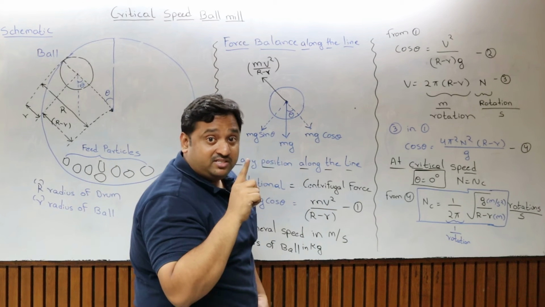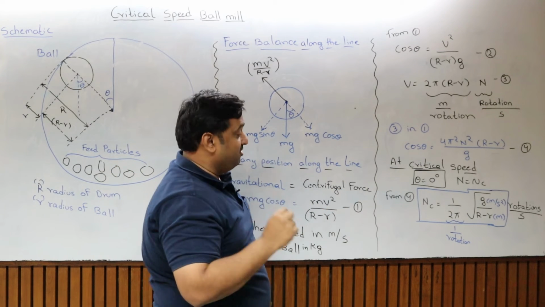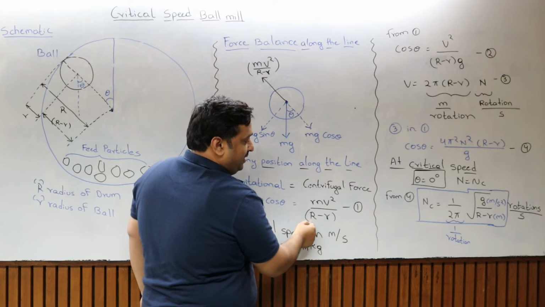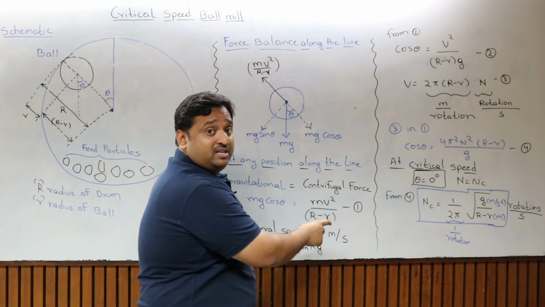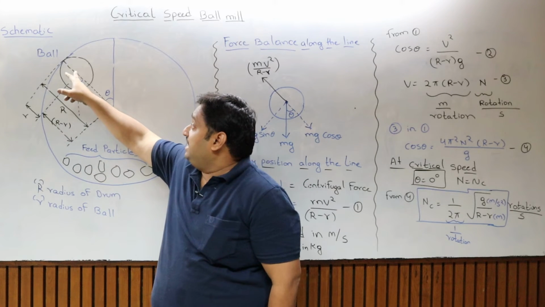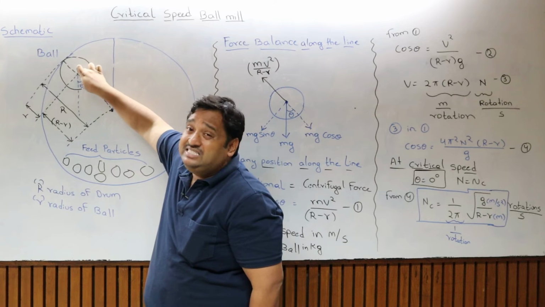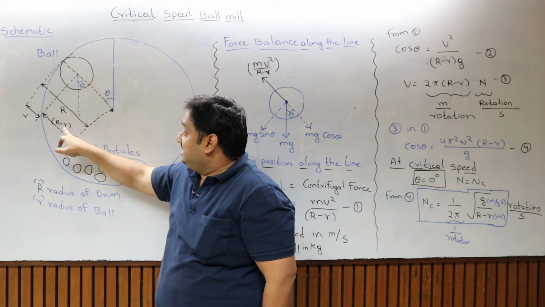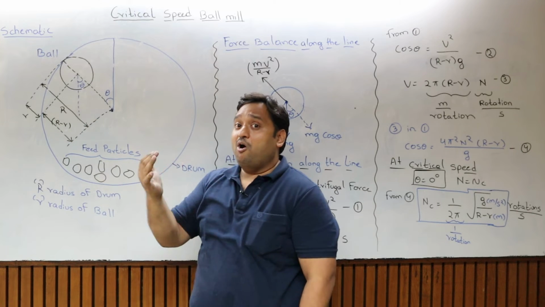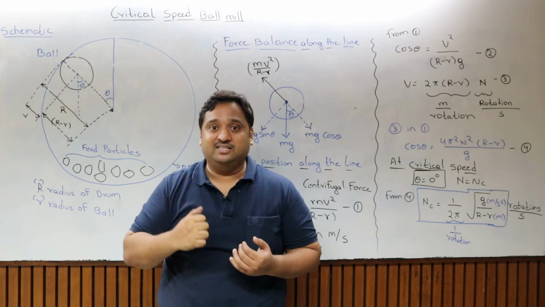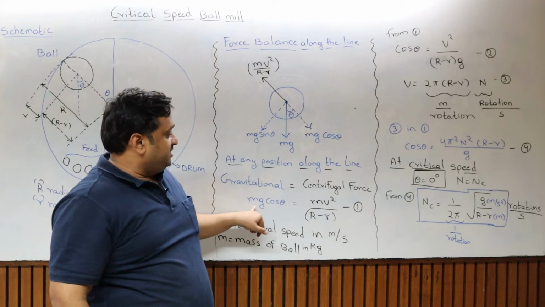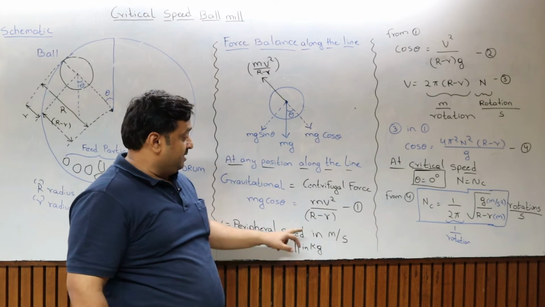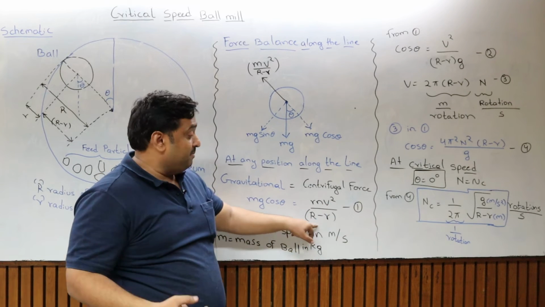If you remember, what is the centrifugal force? mv squared by r. Here it is mv squared by capital R minus small r. Why capital R minus small r? I have already discussed: the center of gravity acts at the ball center. From the center of the drum to the center of the ball, the distance is R minus r. So that is why you always have to take R minus r distance. So mg cos theta is equal to mv squared by (R minus r).